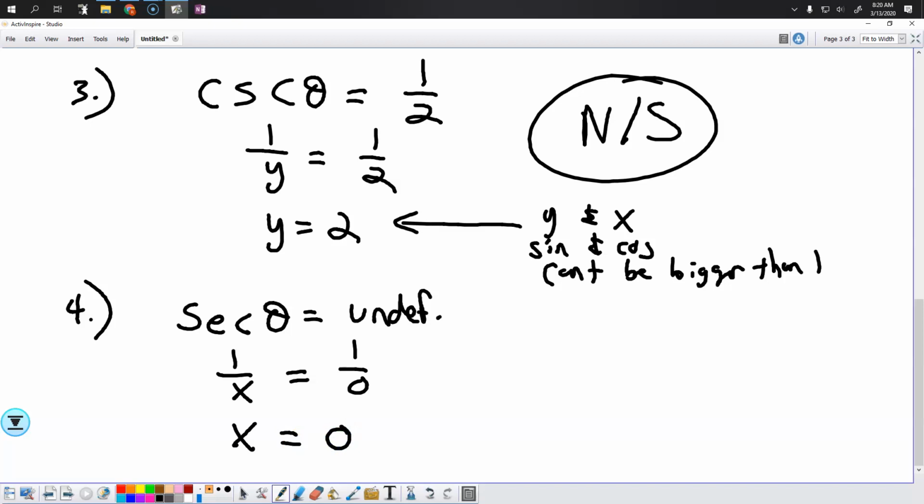Now, does that exist? It does, right? There is a place on your unit circle where x equals 0. Where is that at? Okay, so where is secant undefined then? It's undefined when x equals 0, and x equals 0 at 90 and 270.